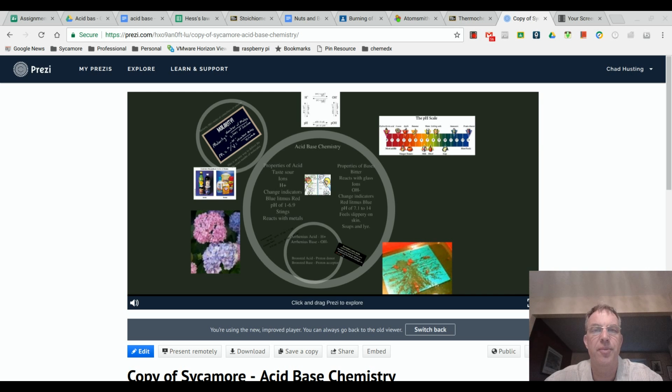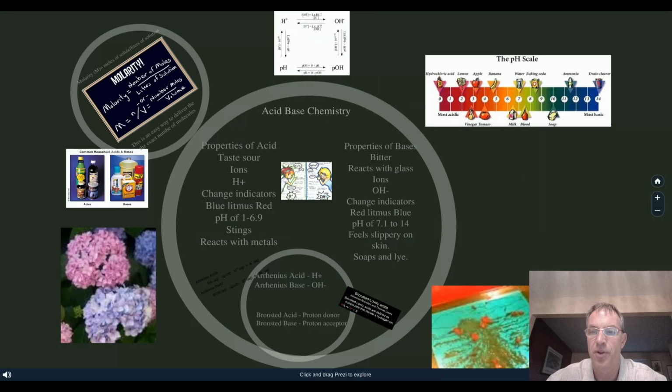We're going to do a flipped assignment here on acid-base chemistry. Now, acid-base chemistry, there is just a ton of stuff to talk about. It's really, really important because in the world, when you look at the top 10 chemicals produced every year, the top five are all either acids or bases. So there's just all kinds of stuff going on with acid-base chemistry.